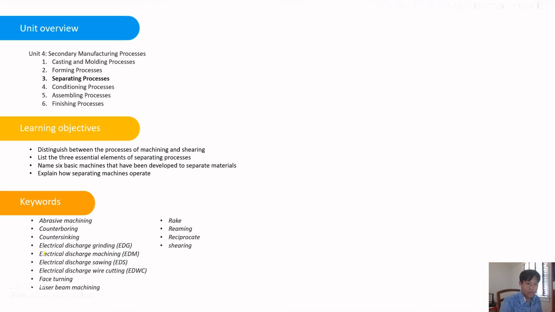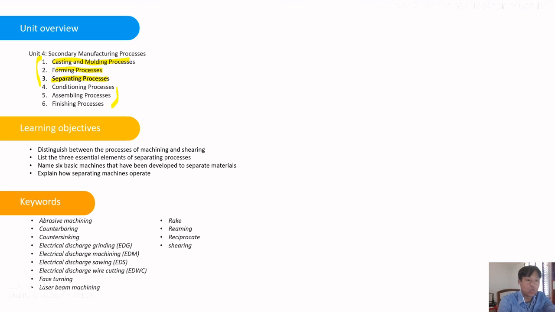The secondary manufacturing processes consist of, first, casting and molding, forming and processing, and separating processes. The first three processes make a product in the secondary process. Then four to six, such as conditioning, assembling, and finishing, are the post-manufacturing processes. The first three are important. I'm going to finish the separating processes first, and then the second module will teach about the conditioning process.